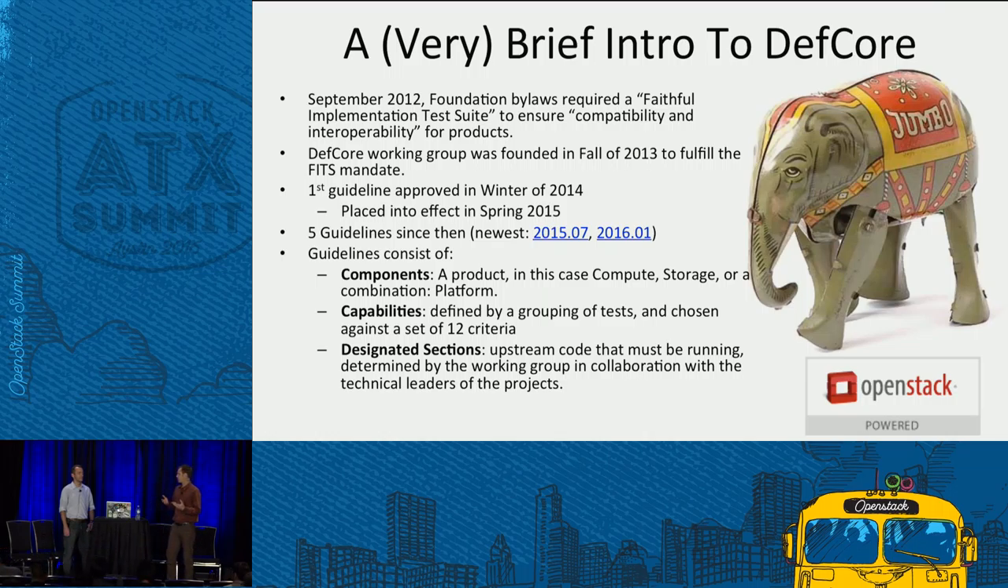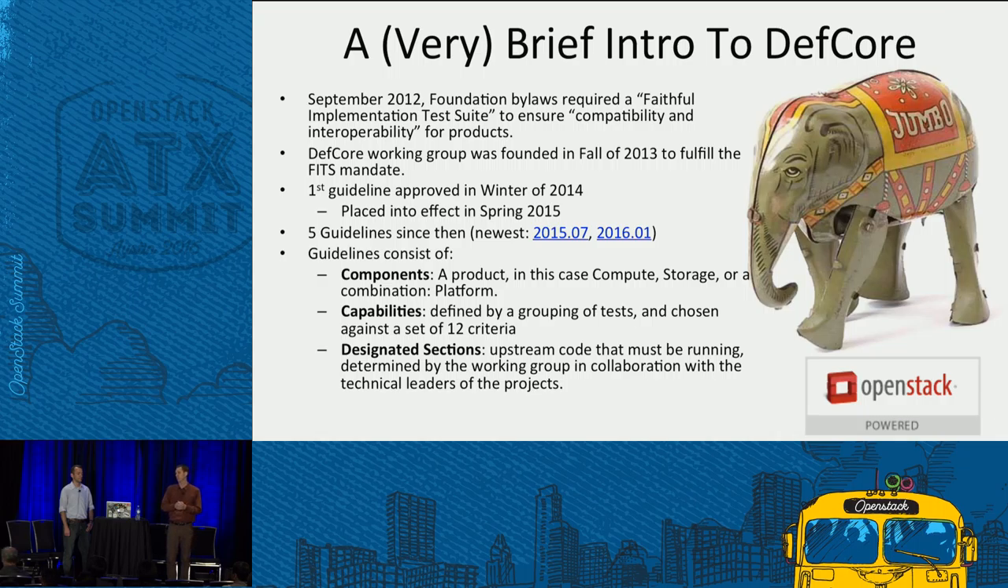But although this was part of the guidelines, it was something that really didn't take off until the Dev Core Working Group was founded in the fall of 2013. This was a board-driven initiative to kind of fulfill this FITS mandate. About a year later, the first guideline was approved, and this was in the winter of 2014. And this is about the time that I started working with the OpenStack Foundation. And then after a lot of effort, the first guidelines were placed into effect in the spring of 2015.